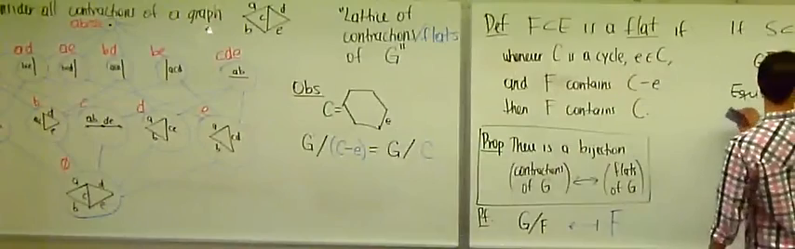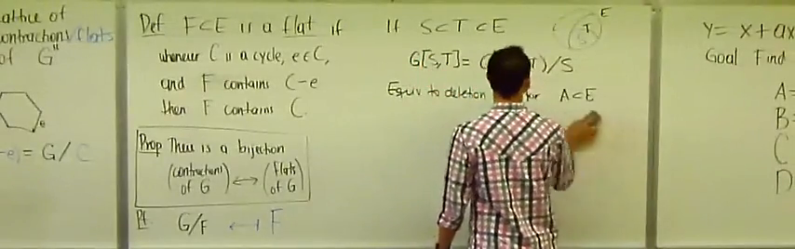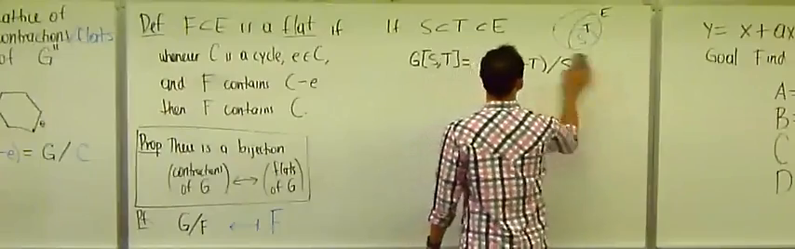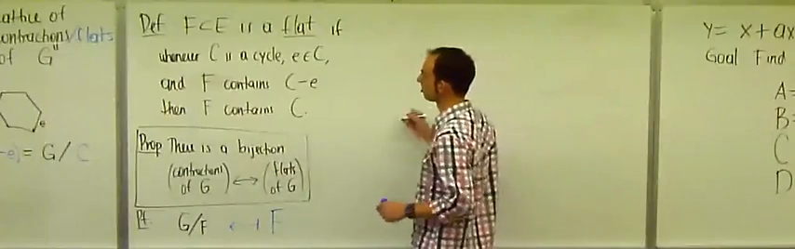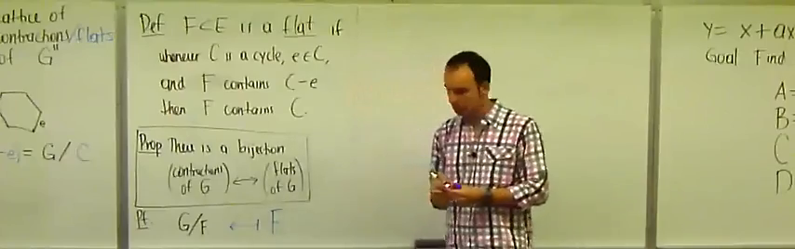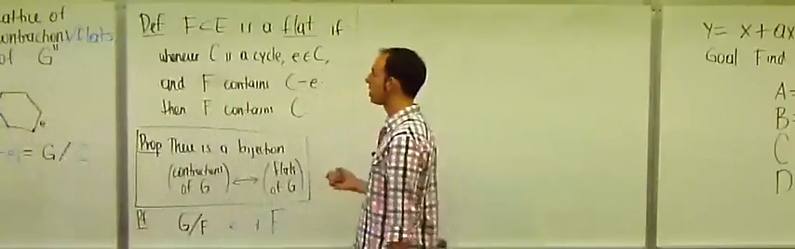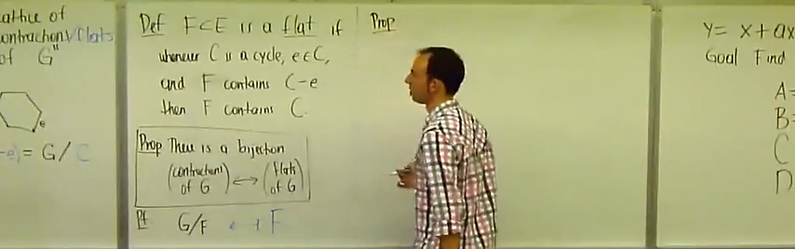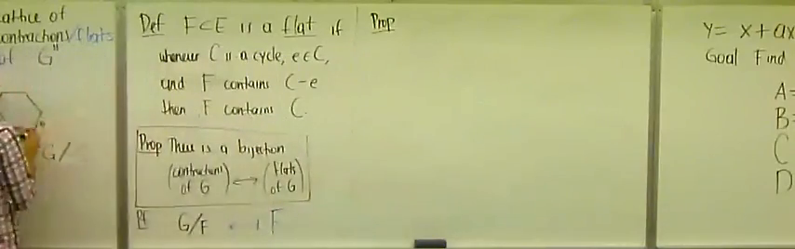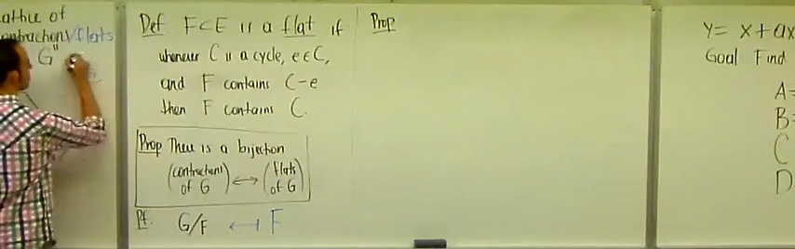All right. So what else should we say now? Well, let's actually explain why this is a lattice. Okay. And the notation that I use is L sub G. This is the lattice of flats of the graph.